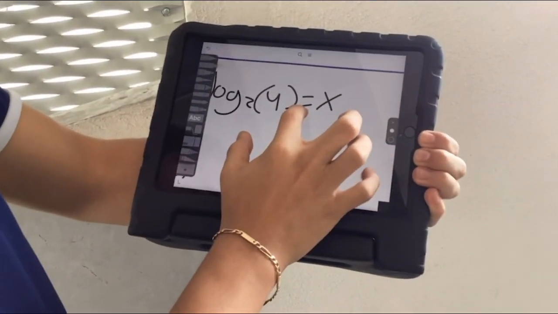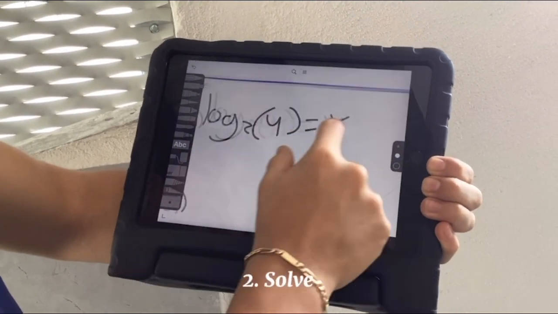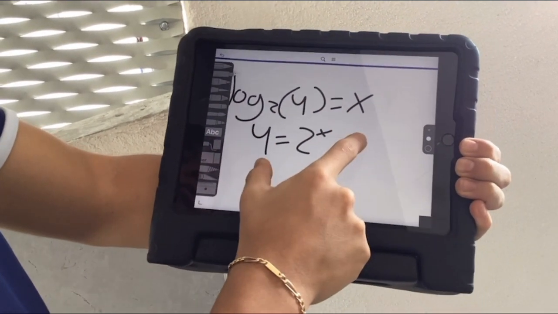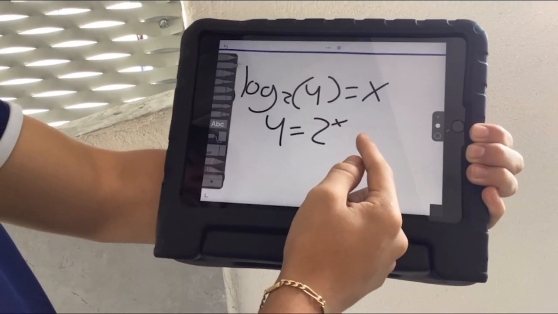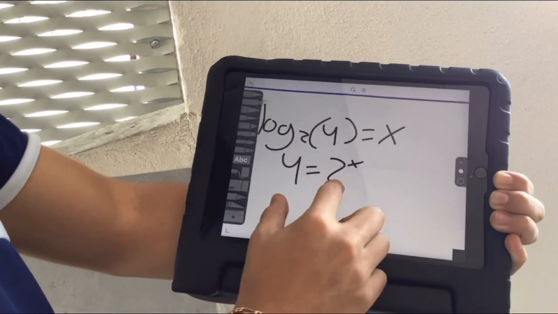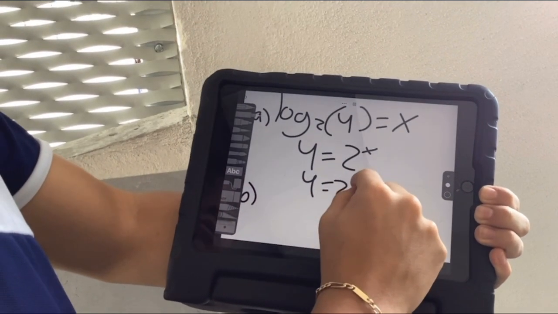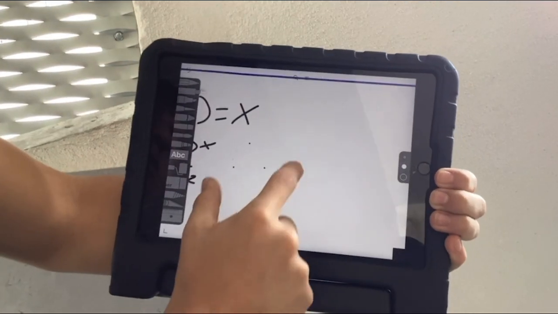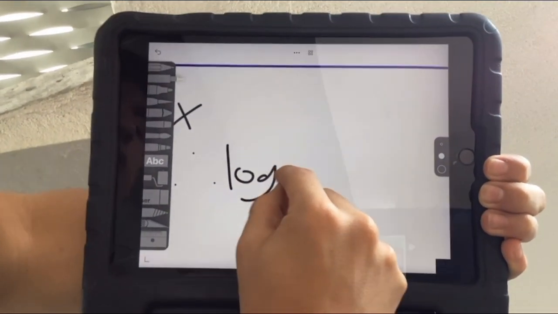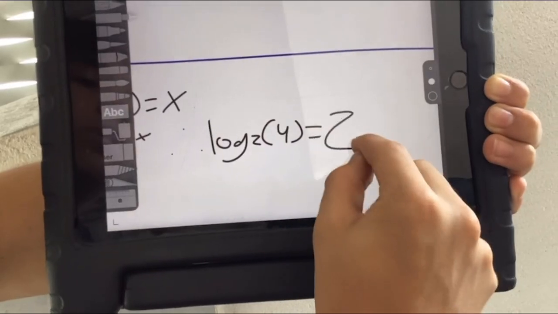Here, we need to know an exponent that, when the base is multiplied, gives you, in this case, 4. So we put here 4, 2. Then as a result, we put log base 2 of 4, that gives us 2.